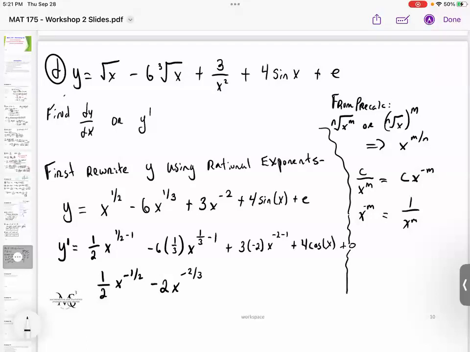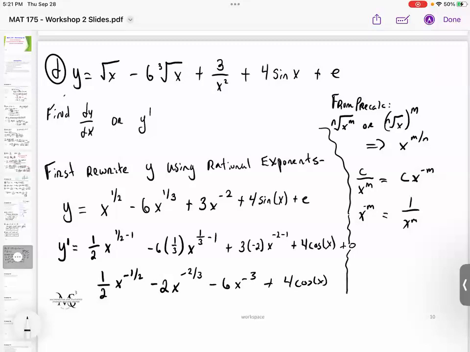Okay, now we try it again. 3 times negative 2? Negative 6. X raised to the power of negative 2 minus 1. Okay, I think that one we can do. Negative 2 minus 1 is negative 3. Right, so we get negative 3 here, plus 4 cosine of x, and then that plus 0 you don't need. Okay, let's clean up our derivative.